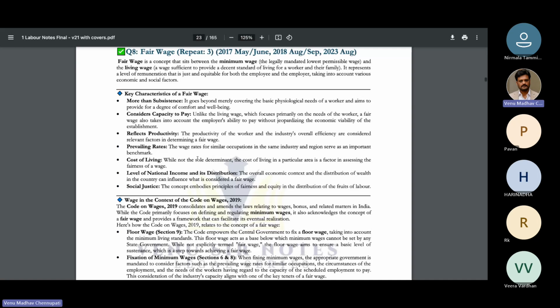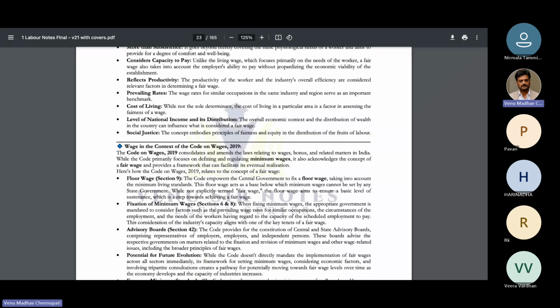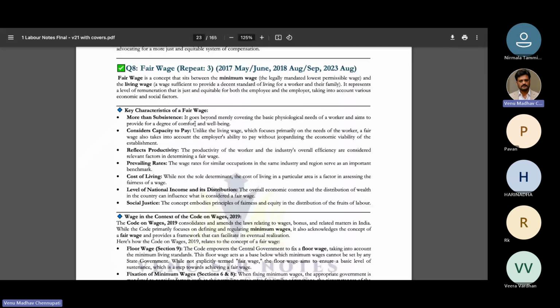And the fourth one is the level of national income and its distribution. The overall economic context and distribution of wealth in the country can influence what is considered a fair wage. So national economic distribution also they take into consideration. Then social justice. The concept embodies principles of fairness and equity in distribution of the fruits of labor. So basically, these are the key characteristics of fair wages and how it is determined. There are 6 or 7 points which you have to remember for the exam.